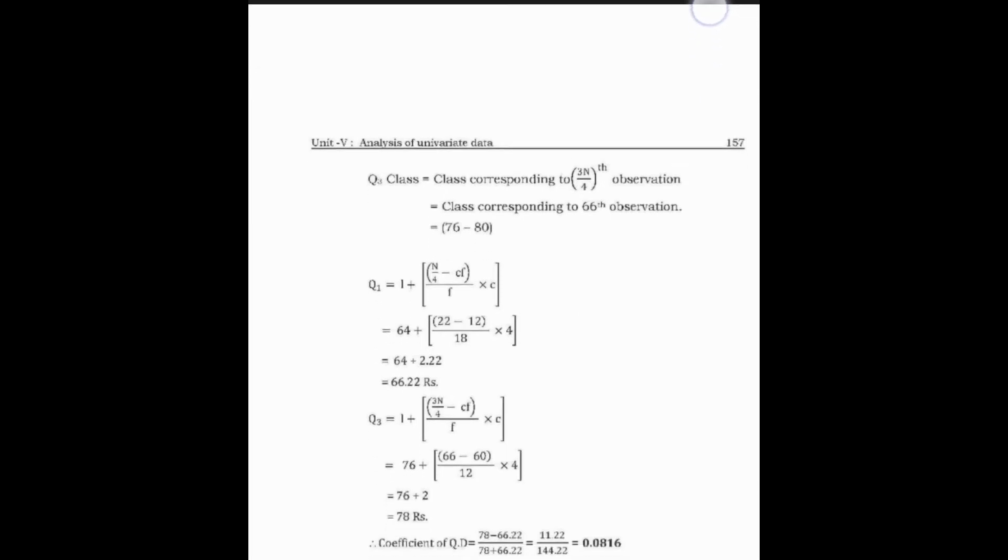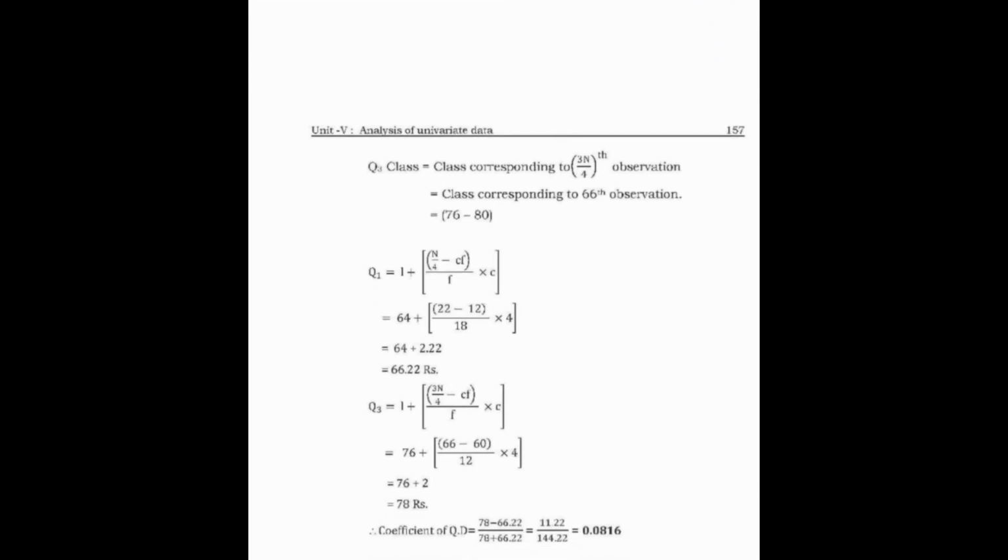Q1 class is 1n divided by 4, 1 into 88 divided by 4, that is the 22nd observation. Where does the 22nd observation come? It comes between 12 and 30 in the LCF. Looking there, the value against 30 is 64 to 68, the class 64 to 68.